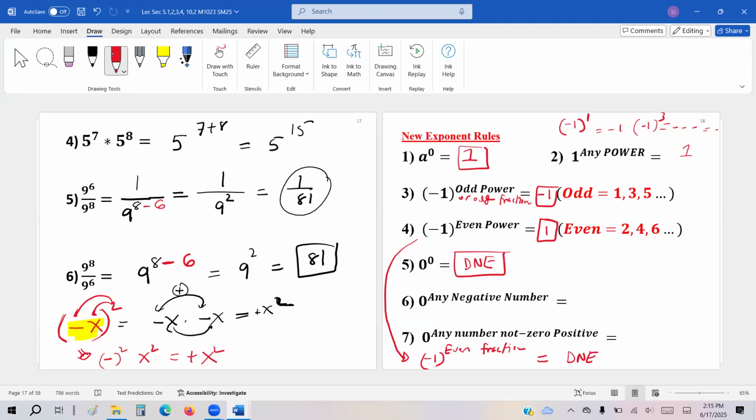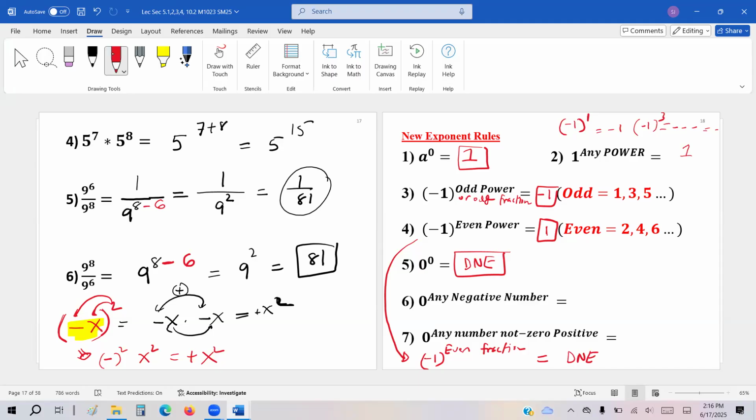So -1 is a special number. Not only -1, any negative base. The main thing is negative base. Negative base with odd power, the answer exists, it's negative. But negative base with even whole number becomes positive, even fraction doesn't exist. And then we have our special 0. We already know 0 to the 0 doesn't exist.